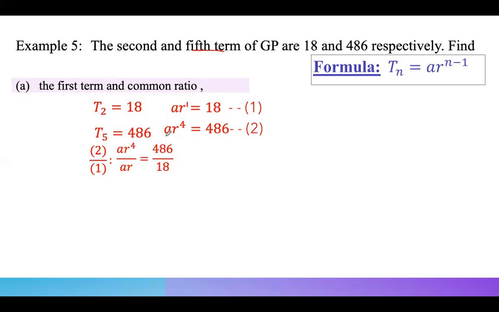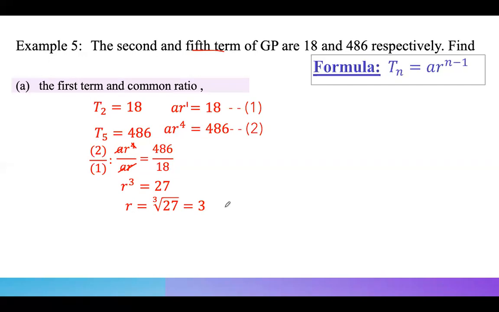So you use your calculator for this part, and this part, you just cancel like this, A and then R cancel out, and you get 3 here. So you get R to the power 3 equals to 27. Then what is R? So R is 3, right? So if you know 3 to the power 3 is 27, then you know what R is. R is 3.